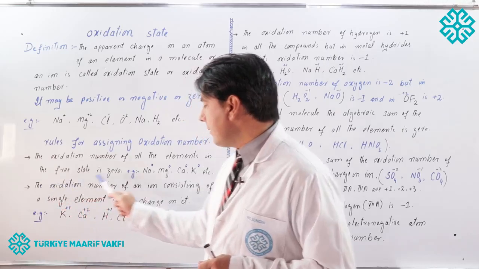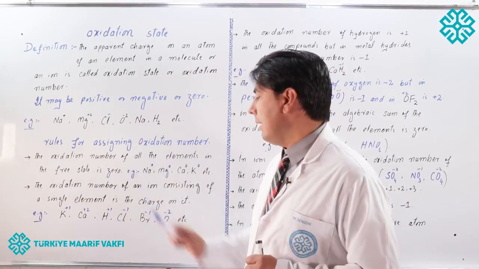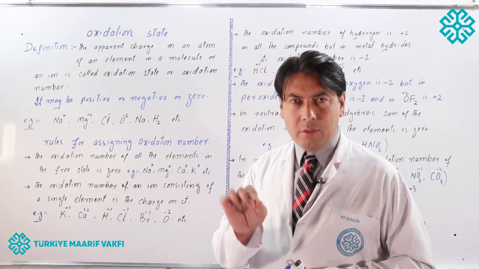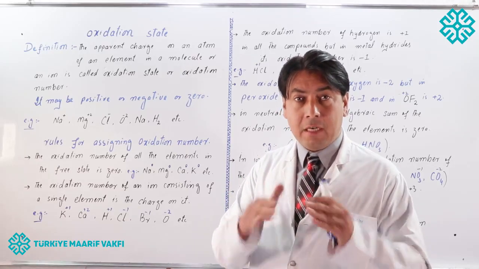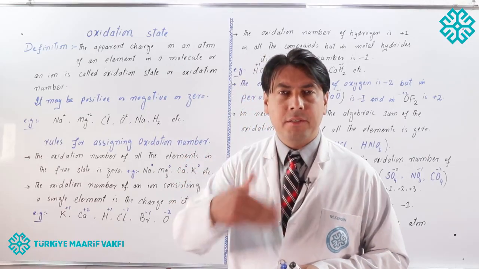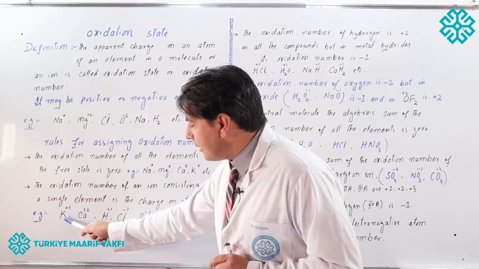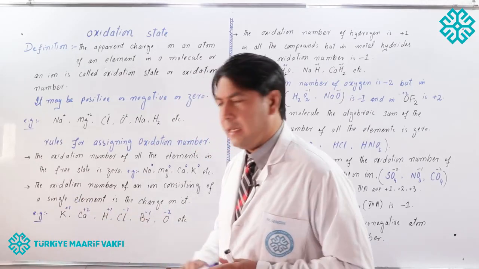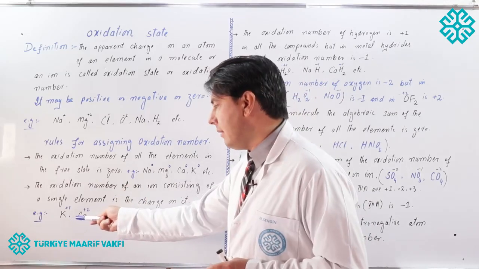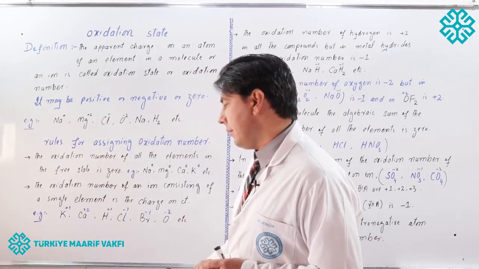Second rule: the oxidation number of an ion consisting of a single element is the charge on it. Those ions which are made of a single element, their oxidation number will be the apparent charge of that ion. For example, potassium has +1 charge. What will be the oxidation number of potassium? Its apparent charge is its oxidation number. +1 is the oxidation number of potassium.